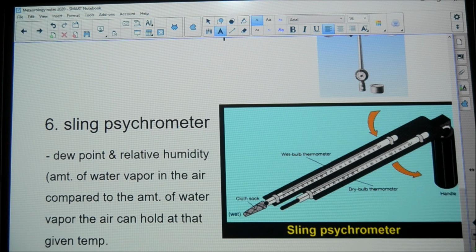Be looking for another video coming up to learn how to use the wet bulb and dry bulb to determine the dew point and relative humidity. So be looking in your stream for that.